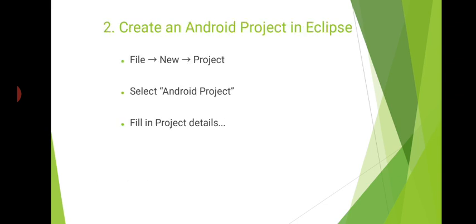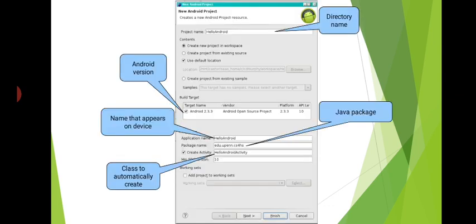Next point is create an Android project in Eclipse. The procedure is go to the File tab, New, Project. Select Android project, fill the project details. It goes something like this.